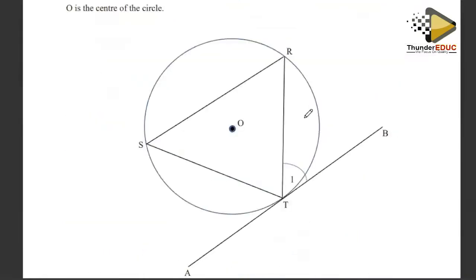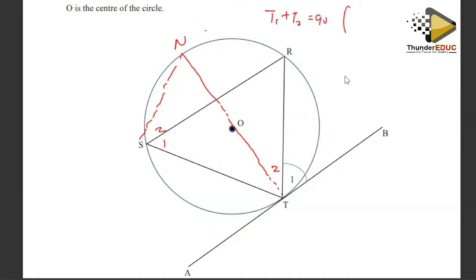All right, question number 9. They want us to prove angle N. Let's call it N. Okay, so even this one, we can call it a 2 if we so wish. Then they go on and tell us that number 1, we know that T1 plus T2 is 90. The reason: tangent perpendicular to the radius.